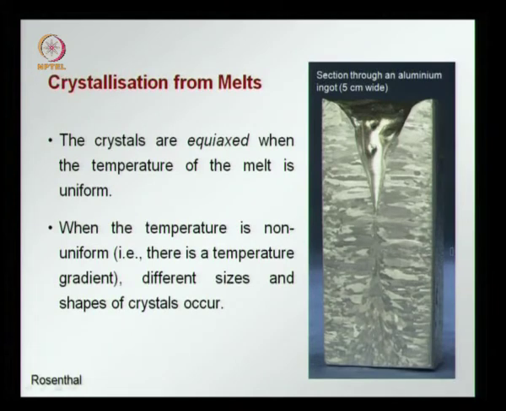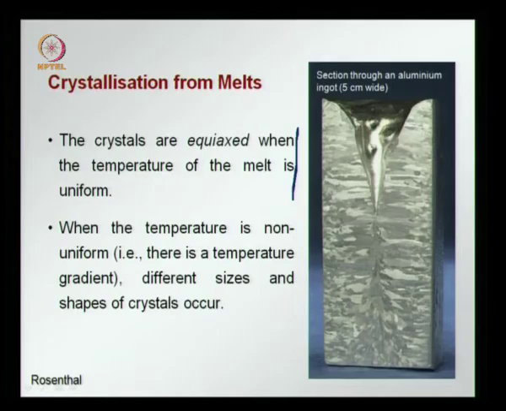What we see here on the right is an aluminum ingot about 5 centimeter wide, which shows very clearly the crystallization process. We have on the outside surfaces crystals which are equiaxed, that is, they are having dimensions equal in all directions, almost spherical. This is because cooling would have occurred very fast on the surface. So, crystals are equiaxed when the temperature of the melt is uniform.